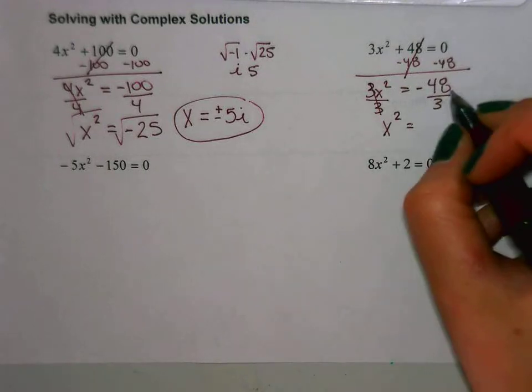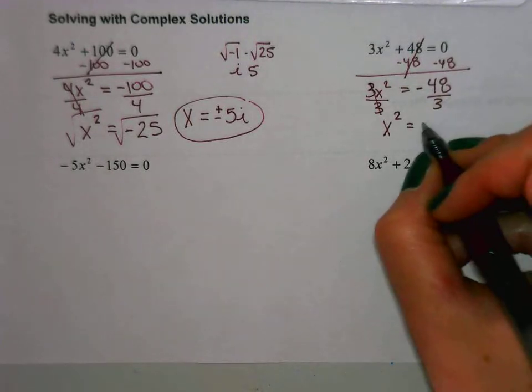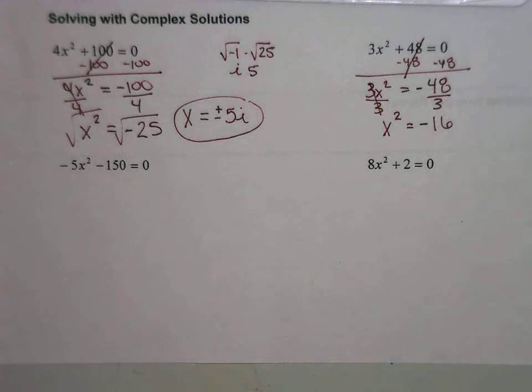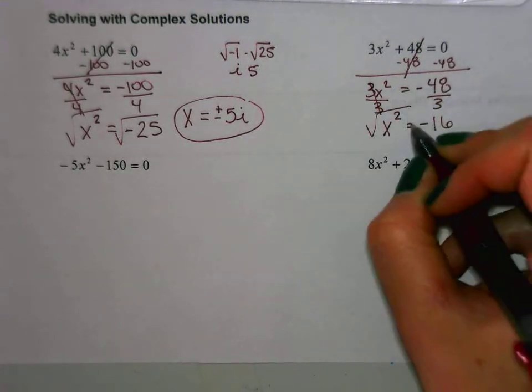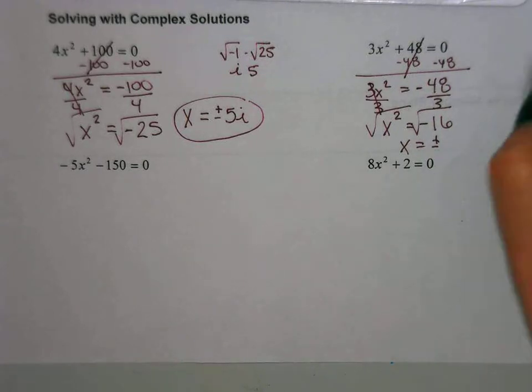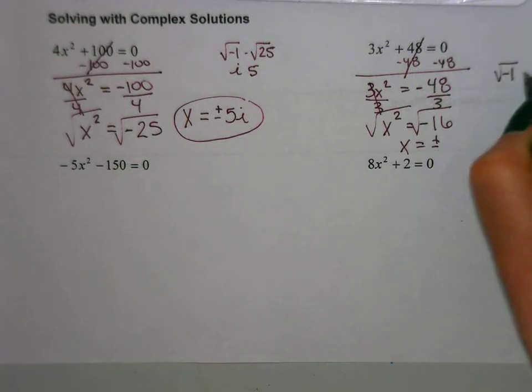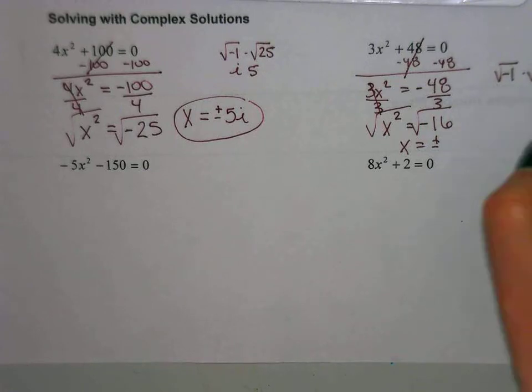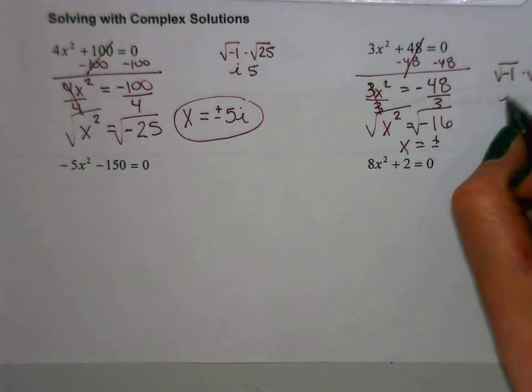So then we can square root both sides. So x equals plus or minus, so the square root of negative 16 is really the square root of negative 1 times the square root of 16. Square root of negative 1 is i. Square root of 16 is 4. So we have x equals 4i.